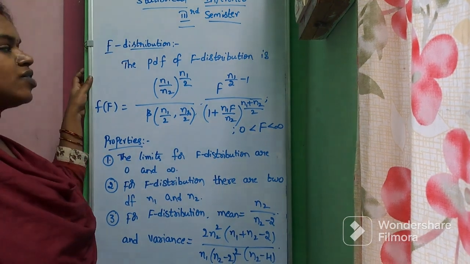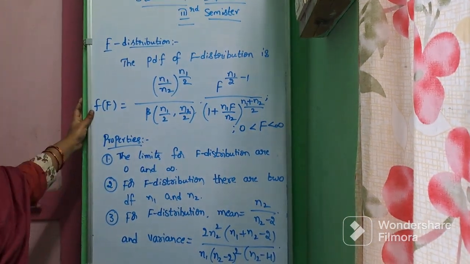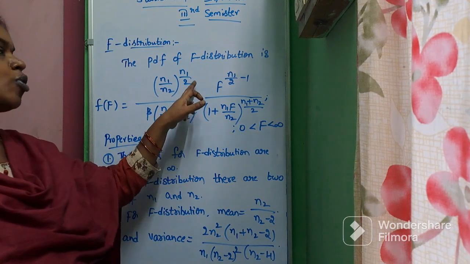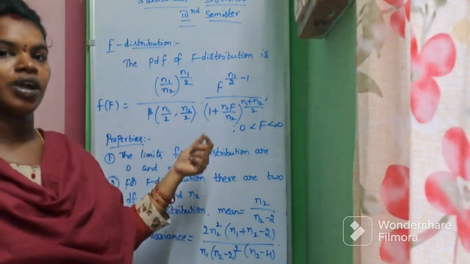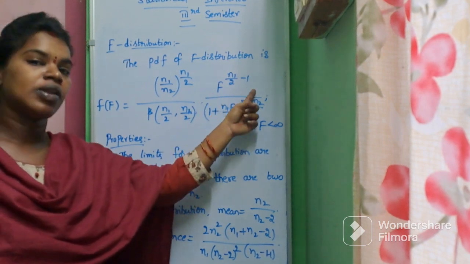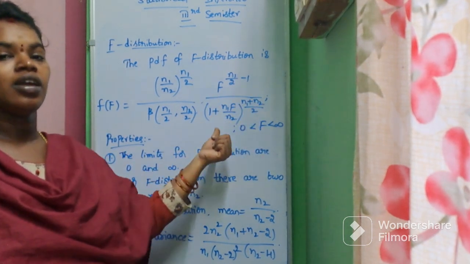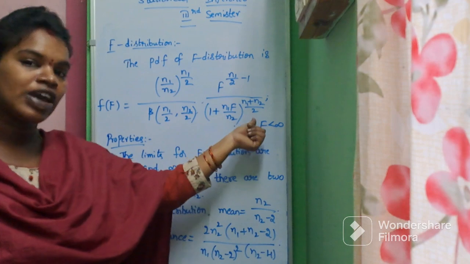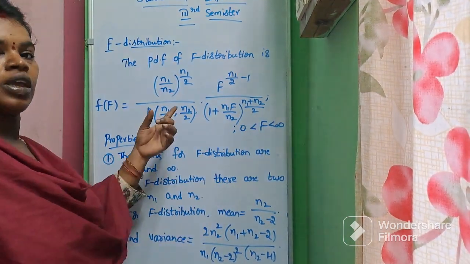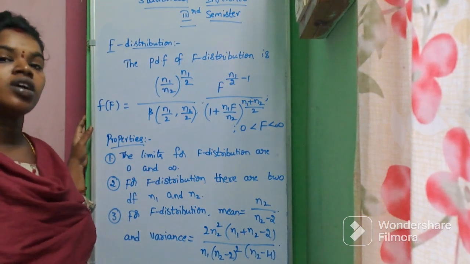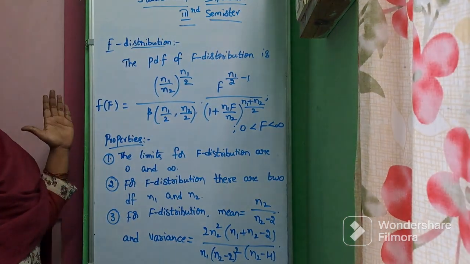The PDF of f distribution is f of capital F equal to n1 by n2 whole power n1 by 2 by beta of n1 by 2 comma n2 by 2 into f power n1 by 2 minus 1 by 1 plus n1 f by n2 whole power n1 plus n2 by 2. Here the limits for f distribution are 0 to infinity. This is our first property.